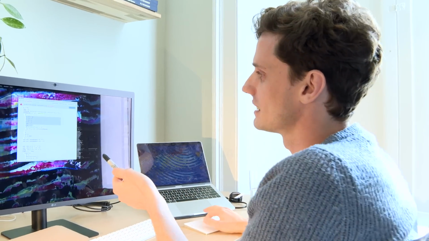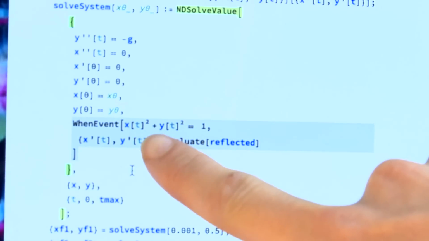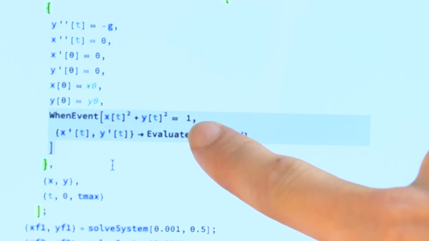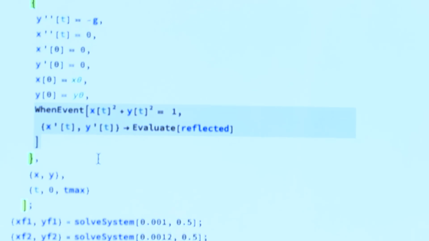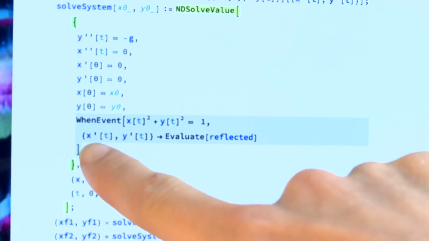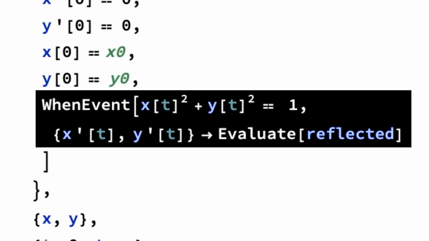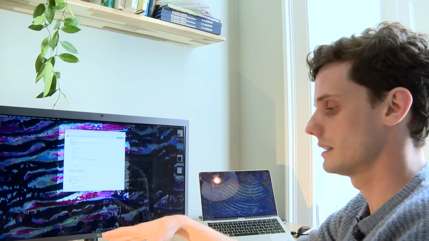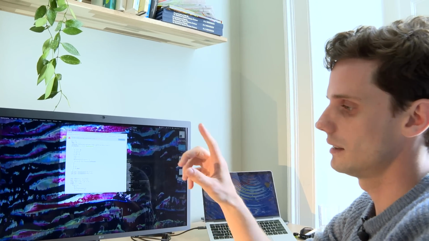So there's this sneaky bit in here. This is saying that when it happens that x squared plus y squared equals 1, which is the equation of the circle, then I'm going to change the derivatives of x and y into the reflected values. Essentially, Mathematica is going to take this set of equations, look out for that crossing point on the circle, and reflect the speeds.